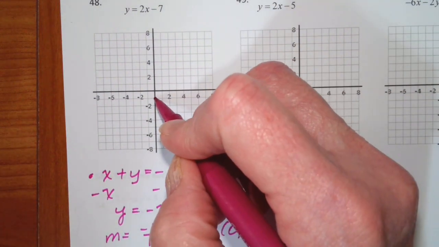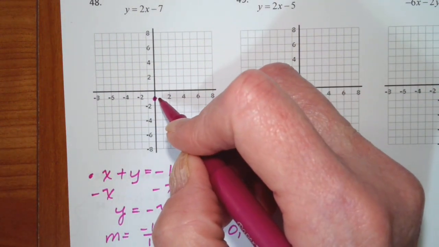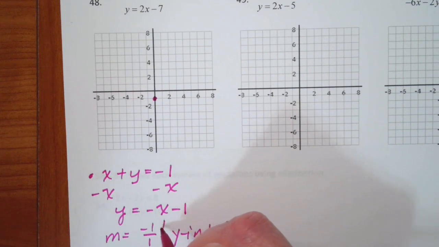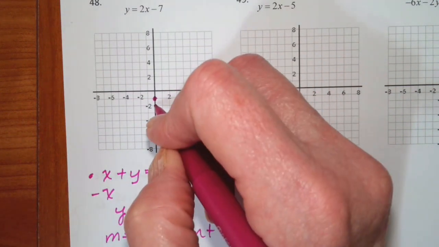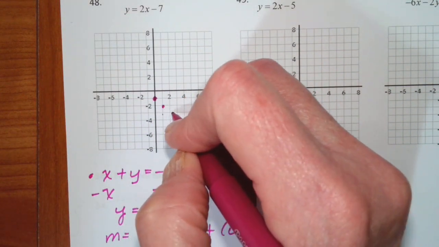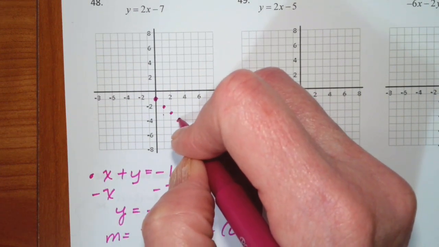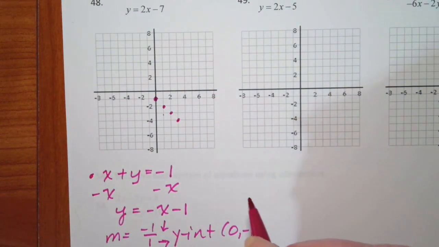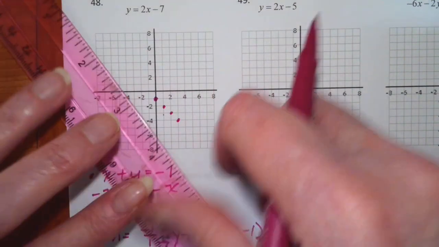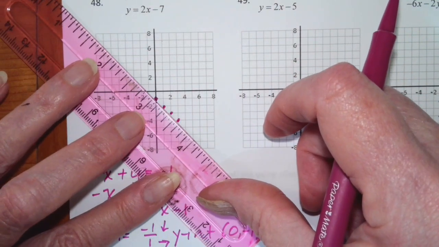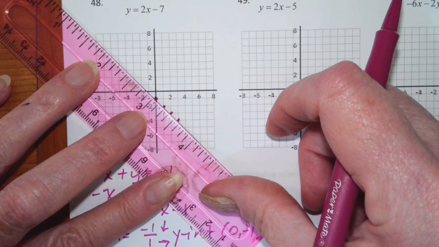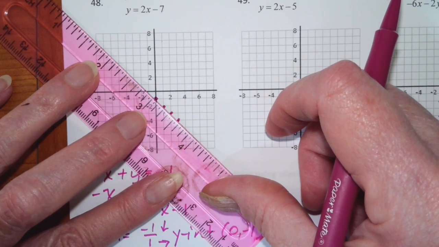So I start at 0, negative 1. This tells me to go down 1 and to the right 1. Down 1, right 1, down 1, right 1. And again, I'm going to do it several times because I really want this to be an accurate graph. And I've got to find where these points intersect.